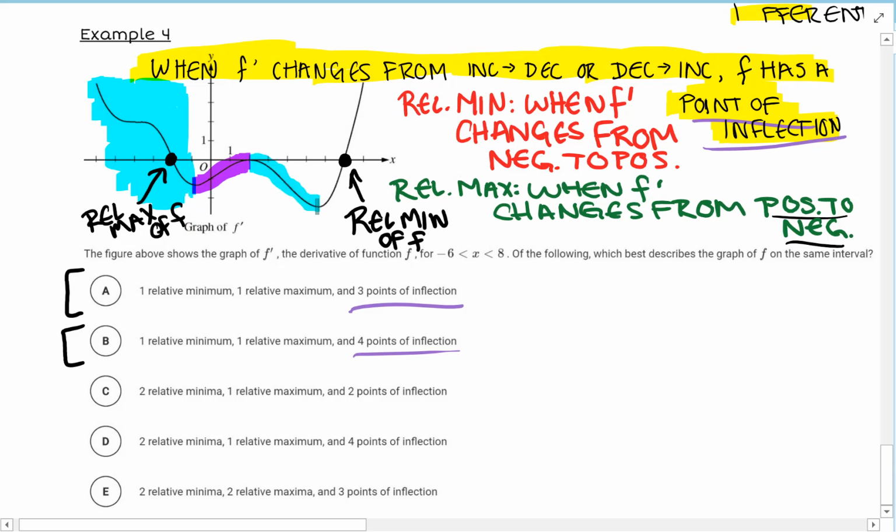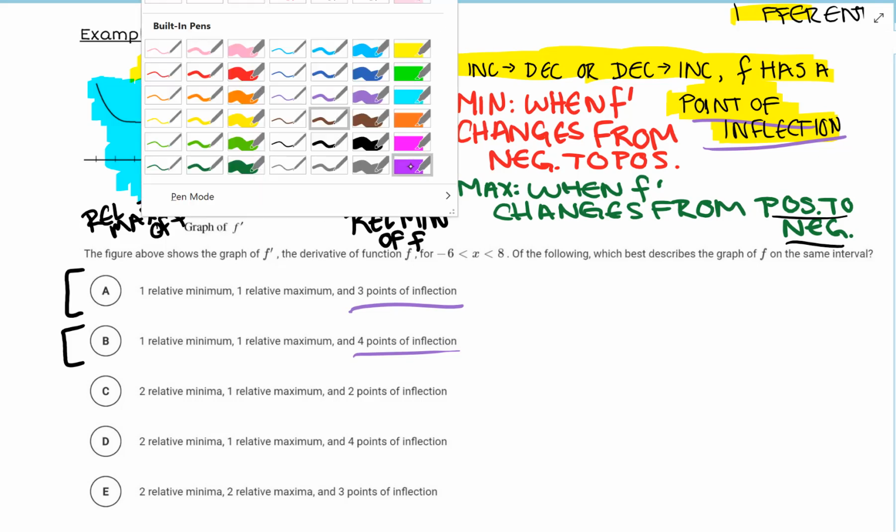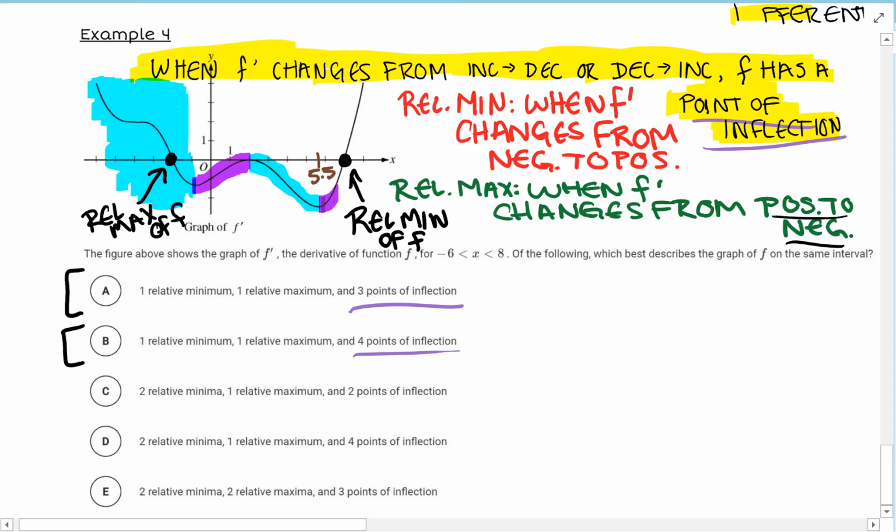Our graph of f prime is now decreasing until about, we'll call that 5.5. And f prime is increasing from 5.5 onward. I believe I've been saying negative infinity, but the interval that we're working with is simply negative 6 to 8. So how many points of inflection do we have?